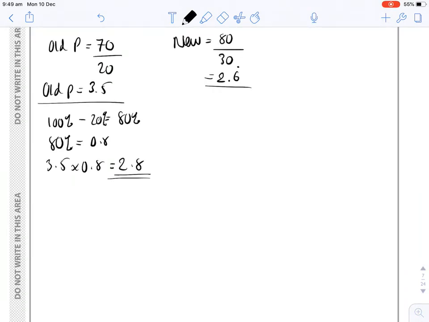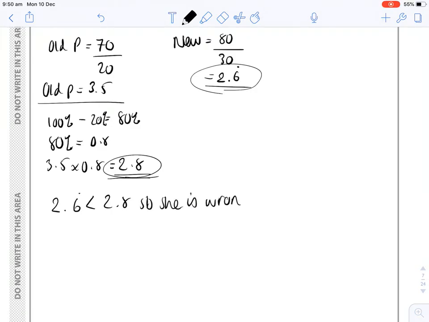Now, looking at our two numbers, if it decreases by 20%, it would be 2.8, but in fact it is 2.6 recurring. So 2.6 recurring is less than 2.8, so she is wrong. It has decreased by more than 20%.